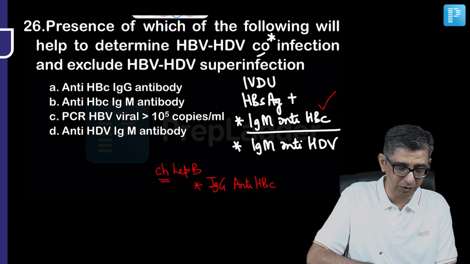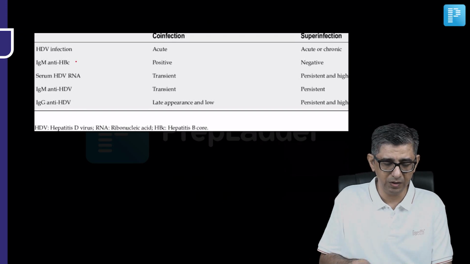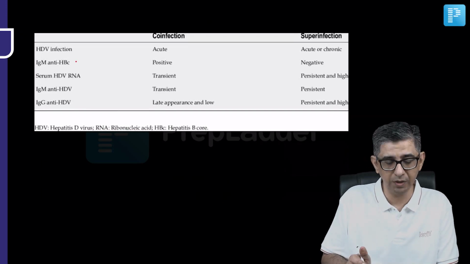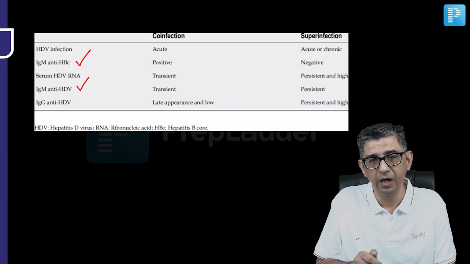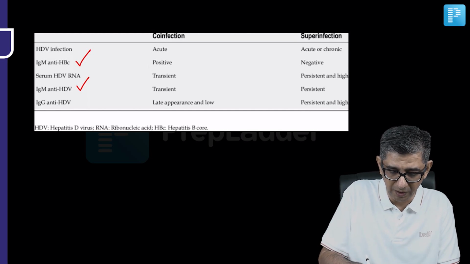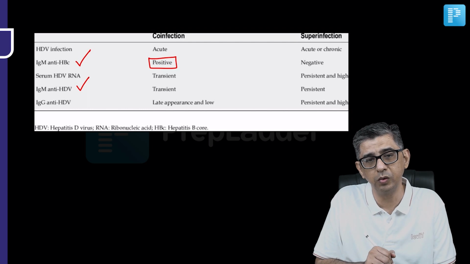So the correct answer for this question would be beta, and I'll just show you a table to highlight this. In this table, it's mentioned that if it's a co-infection, IgM class of antibody to the core antigen and IgM class of antibody to delta would also be present. The main point that helps you in identifying co-infection is IgM class of antibody to the core antigen.